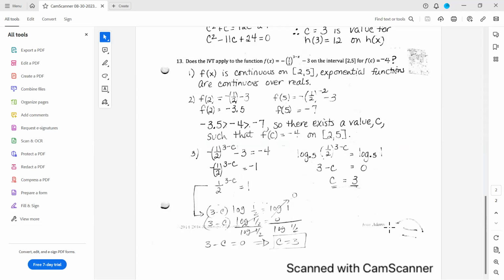F of 2 and f of 5. He just basically gives you the final answer, but you need to show your work so you could see it. Remember, you're evaluating the function -1/2 to the power of 3 minus x.